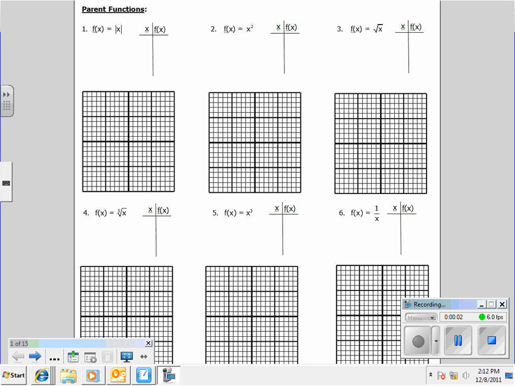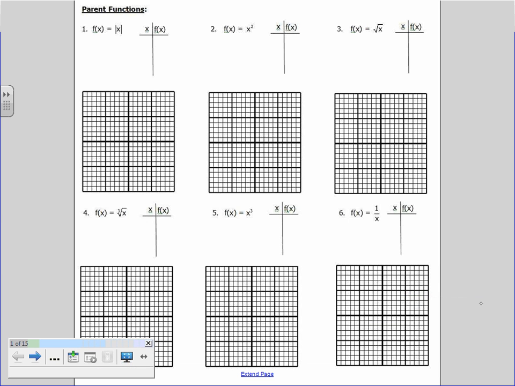Okay, this video is just real quickly to show us how all these parent functions can be graphed and how they're related. So here we have 6 basic parent functions, and we want to know how to graph all of these here. So let's just kind of go through these. A lot of these we kind of know.